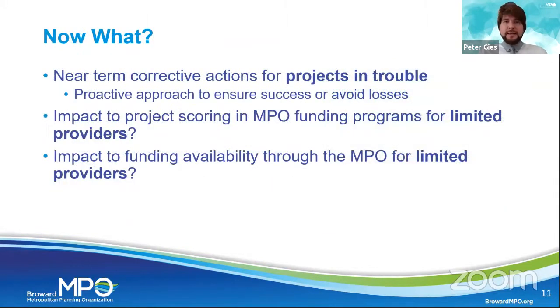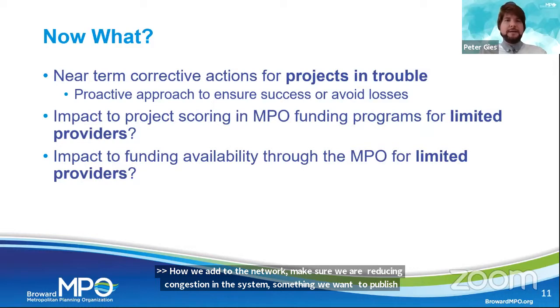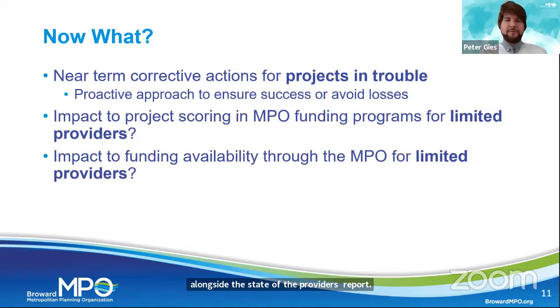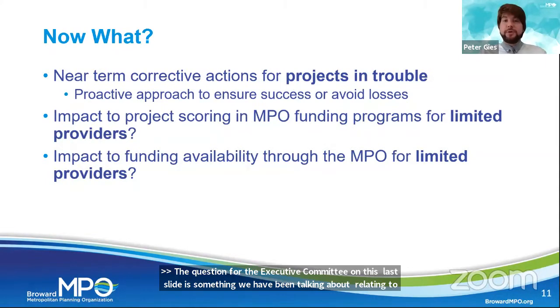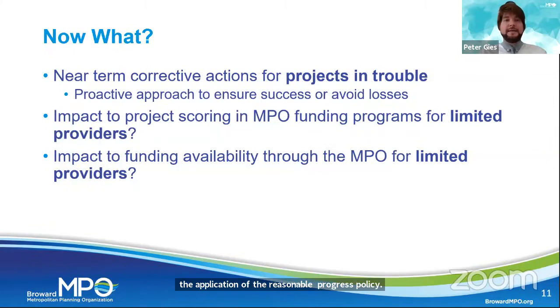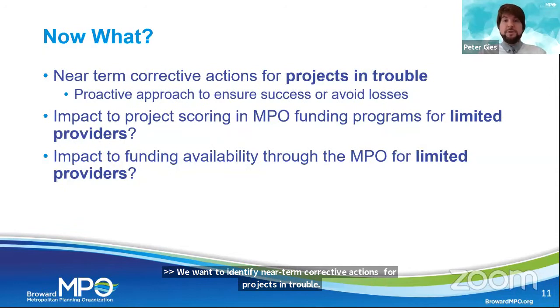So the question for the executive committee, and I'm ending on this last slide, is something that we of staff have been talking about as it relates to the application of the reasonable progress policy. So we want to identify near-term corrective actions for projects in trouble, take a proactive approach to ensure successes or avoid losses. We're often at a point with a project where we know that there's a project in trouble, we've identified it, but we're not exactly sure how we need to get the project back on track, or just at what point do we cut ties to avoid large losses.